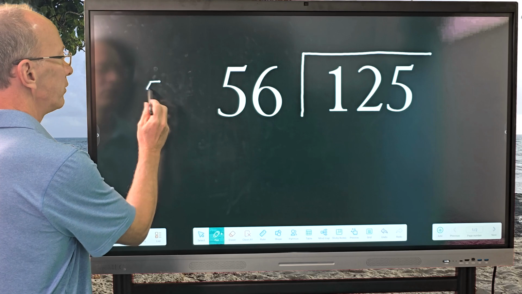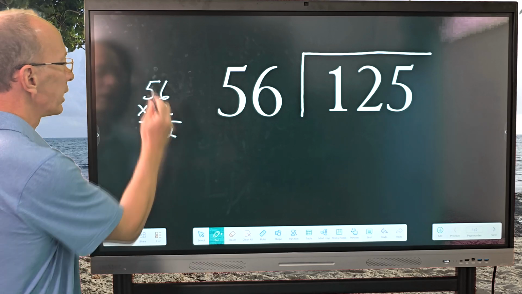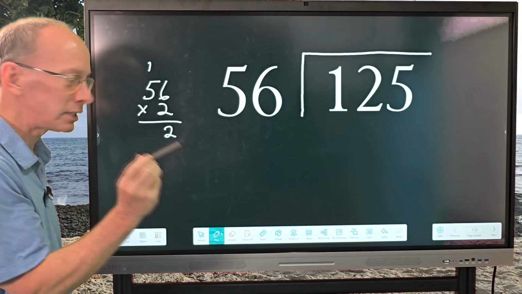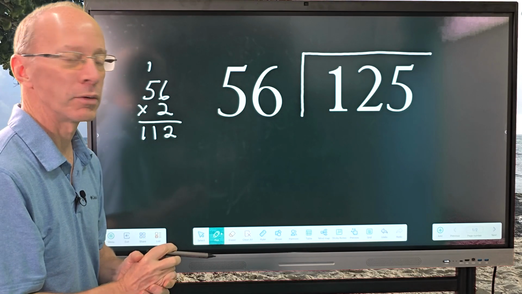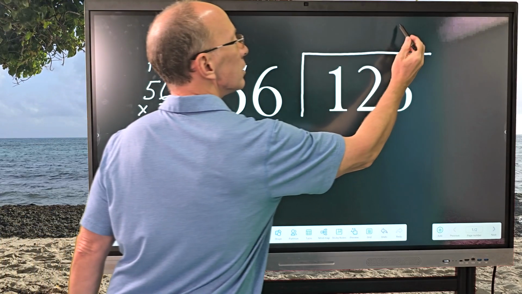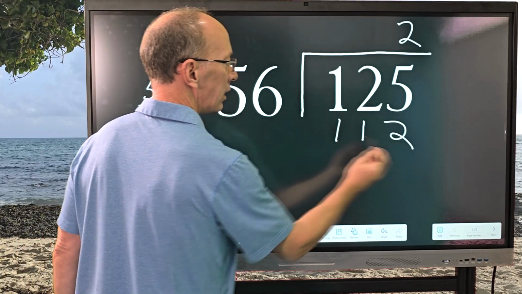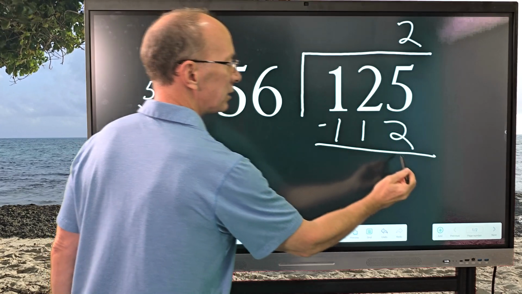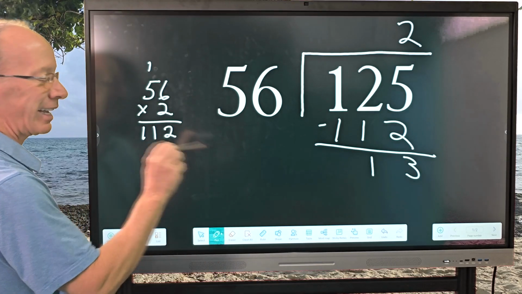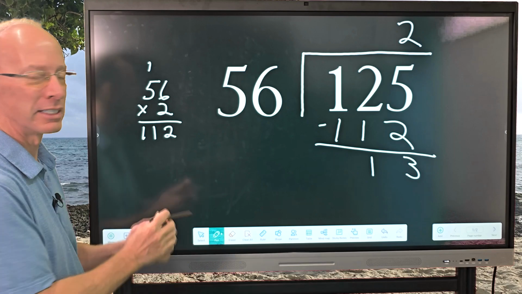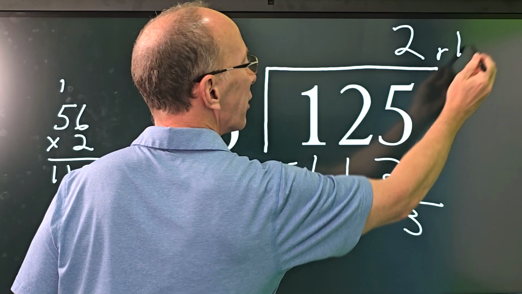So let's go ahead and take 56 right here times 2. So 6 times 2 is 12. Carry the 1, and then 5 times 2 is 10, plus the 1, 11. And anything more, it's got to go over 125. So we're going to keep it at 2. So let's go ahead and put 2 right here. 2 times 56 would be 112. Go ahead and subtract. 5 minus 2 would be 3, and 2 minus 1 would be 1. And that's our remainder. I'm not going to turn this into a decimal because it would go quite a bit out there. So I'm just going to go ahead and say remainder of 13.